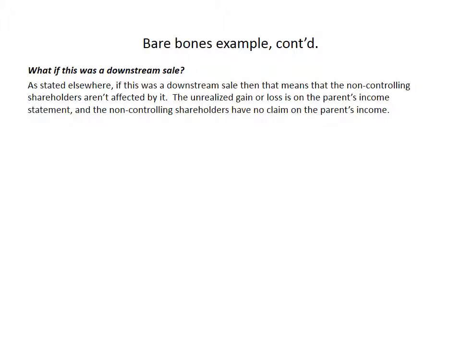Now, what if this was a downstream sale instead of an upstream sale? When it was an upstream sale, we said, well, part of that gain or loss is on the subsidiary's income statement, and the non-controlling shareholders have an interest in or have a claim on that income. And so the unrealized gain or loss affects their income. Now, if this is a downstream sale, then that means that the non-controlling shareholders aren't affected by it. The unrealized gain or loss is on the parent's income statement, and the non-controlling shareholders have no claim on the parent's income.